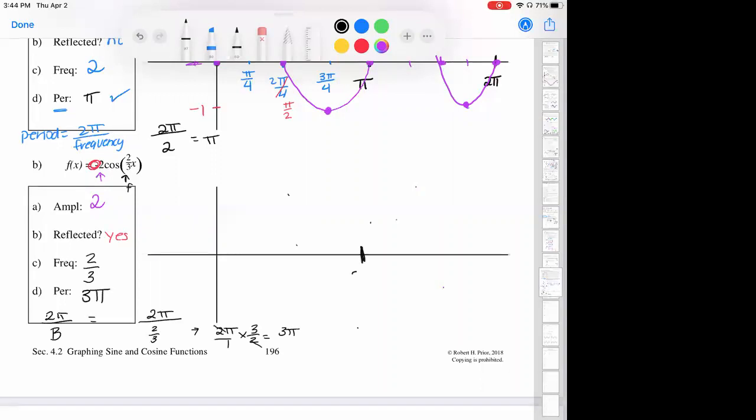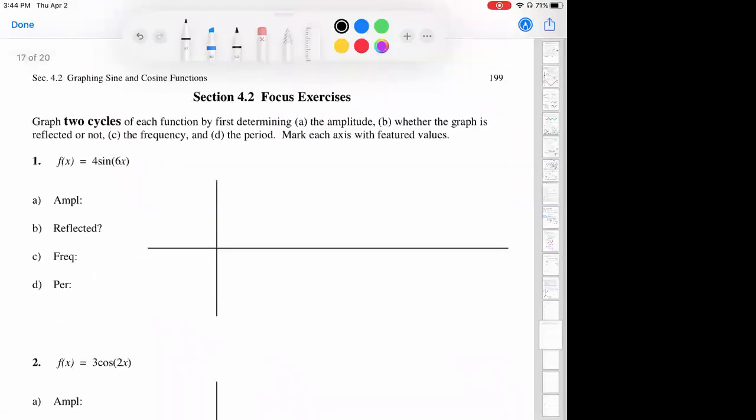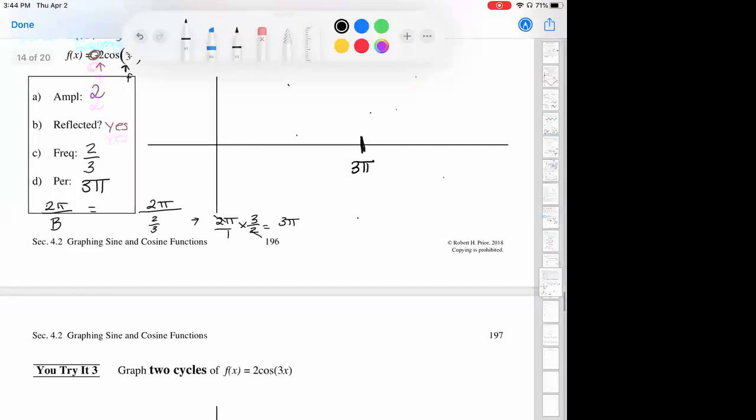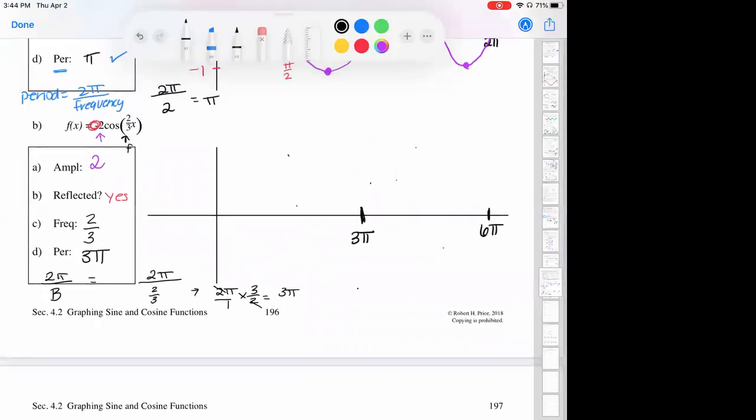All right, so one period will be up to 3 pi. If it wants 2 cycles, our second cycle will end at 6 pi. Okay, now to graph this, I need to find some points. I have a half and a fourth and a fourth. I take the length of one period, which is 3 pi, and I multiply it by 1/4 to get 3 pi over 4. So from our starting point at 0, I'm going to go 3 pi over 4. And I'm going to add another 3 pi over 4. So you get 6 pi over 4. And add another 3 pi over 4 to get 9 pi over 4. And that'll get us to 12 pi over 4, which is 3 pi, right?